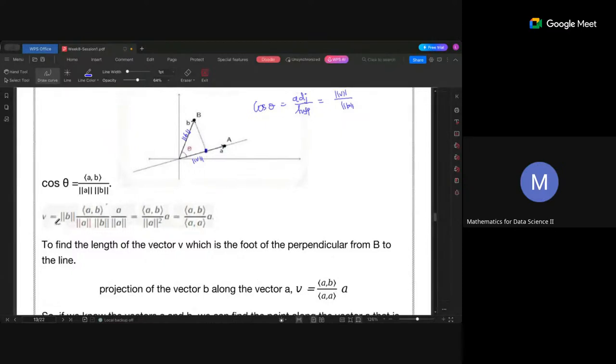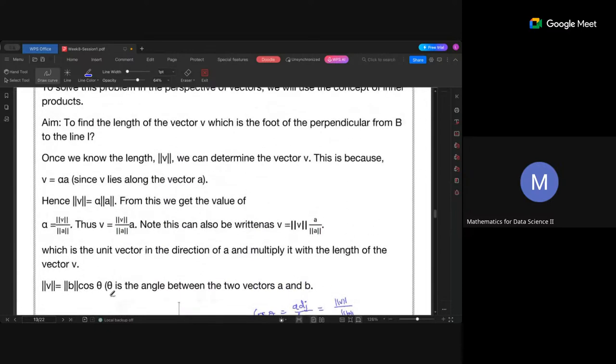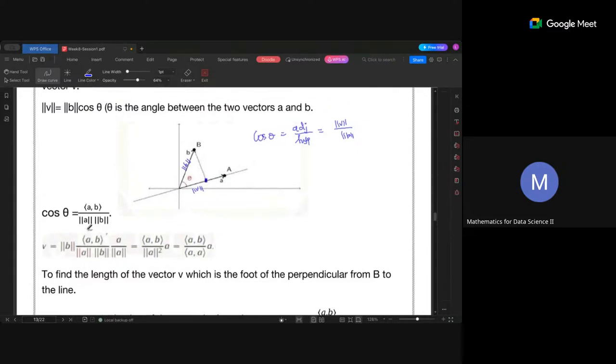So finding V means, V is the inner product of A comma B by the inner product of A comma A, into A. How did we get this? From all the calculation we have done so far, you just substitute all this here. You get the inner product A comma B by the inner product A comma A, into A. So what is the first step we have done here?